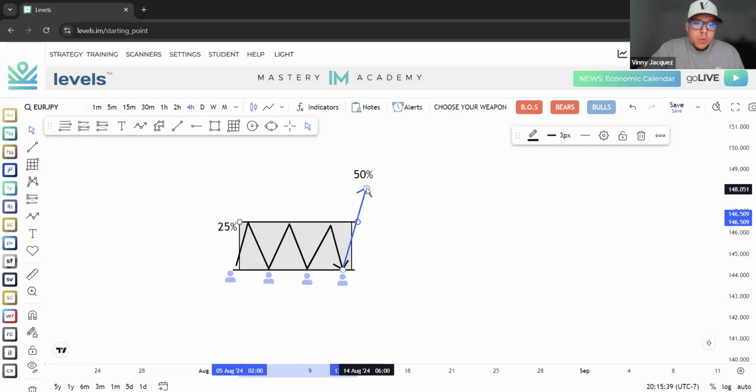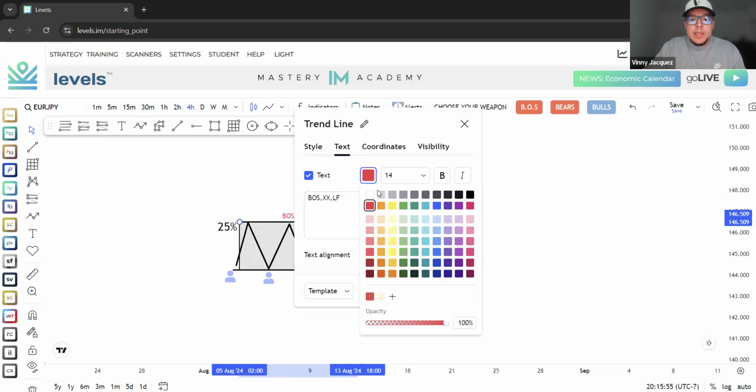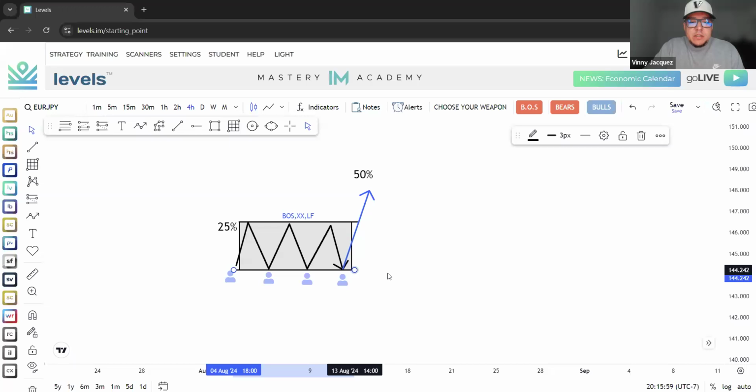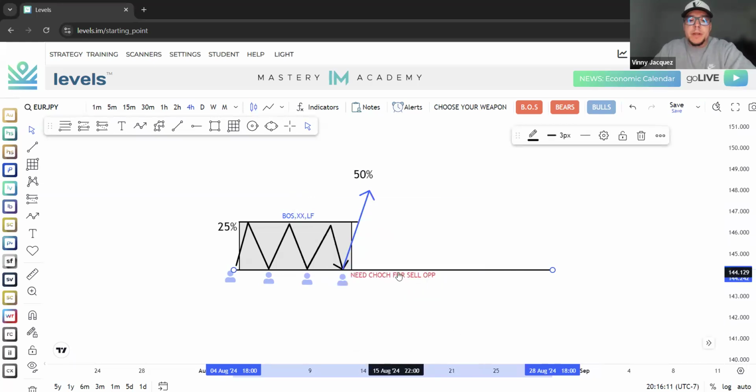Right now, once we got this push up, guys, this right here gives us a break of structure to the upside. That gives us a BOS. This gives us a liquidity sweep, and this gives us my left shoulder. So when we get that liquidity sweep, guys, that becomes my left shoulder. Now we need a change of character. I need a change of character for my sell opportunity.